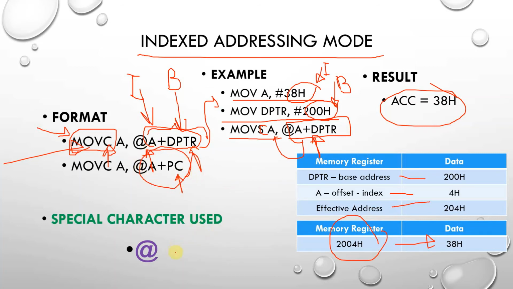So the special character used is @. Another term is effective address, which is obtained by adding the base address and index from the base address. Base address is stored by DPTR and index is stored by the accumulator.